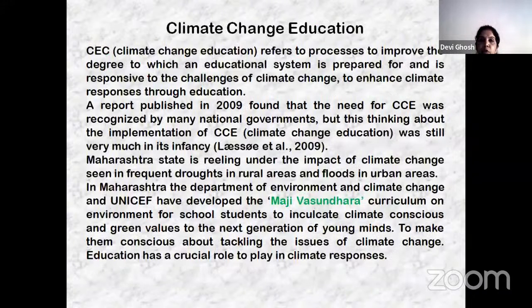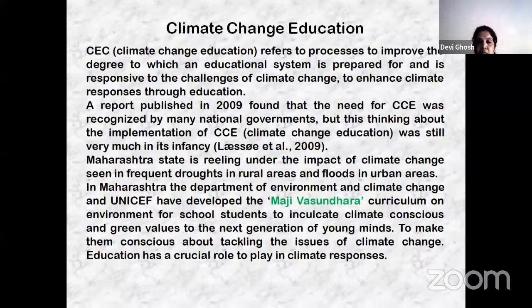So what kind of education? Education for climate change, or climate change education, refers to the process to improve the degree to which an educational system is prepared for and responsive to the challenges of climate change, to enhance climate responses to education. Now, all this is known, but when it comes down to actual action, a report published in 2009 found that the need for climate change education was recognized by many national governments, but the thinking about implementation was still very much in its infancy. That is the year 2009, and we are in 2022.